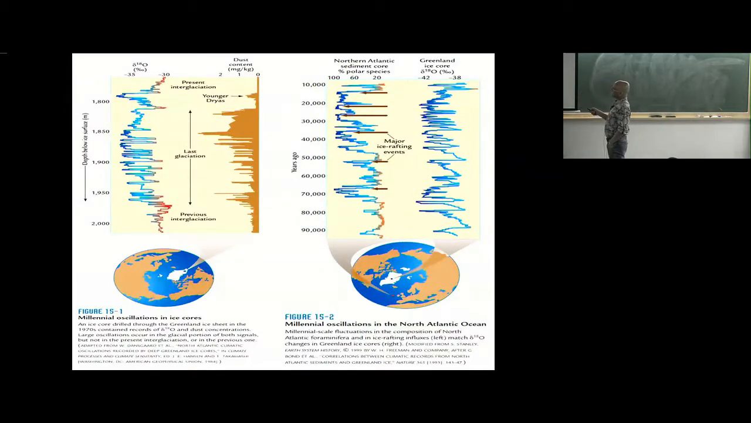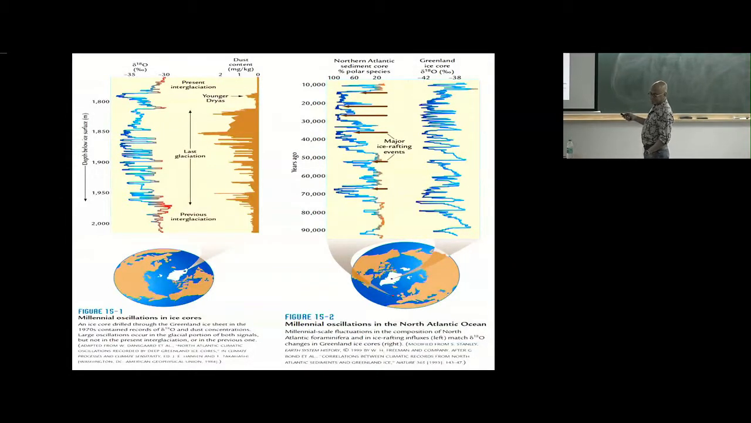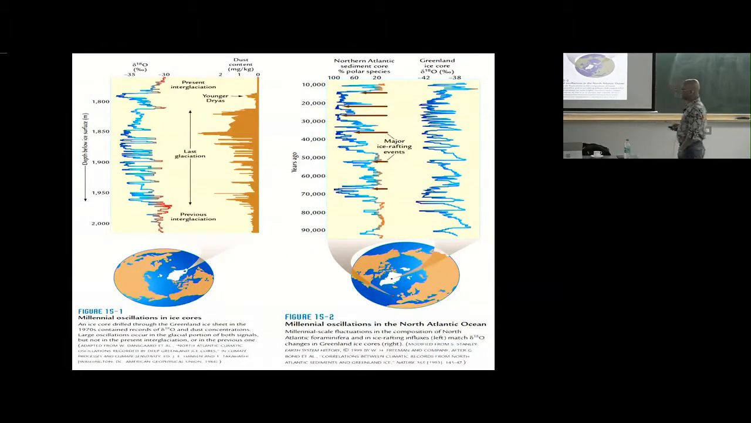And we have delta O18, which we know when it gets more depleted, it means warmer or colder? Sure? Just look at these two and then say. So which delta O18 are we looking at? Depleted is cold.